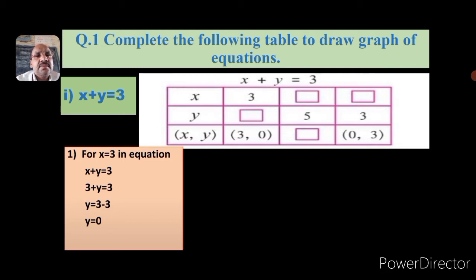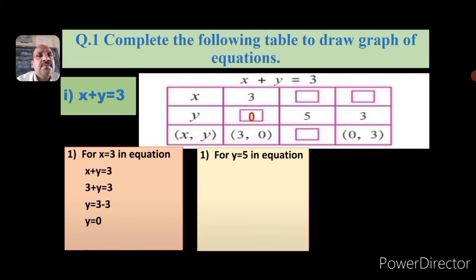Now put this value of y is equal to 0 in the box. Therefore the coordinates, that is the ordered pair, is (3, 0). Next, for y is equal to 5 in the equation x plus y is equal to 3, we put the value of y is equal to 5 in the given equation, then the equation becomes x plus 5 is equal to 3. Therefore x is equal to 3 minus 5, that means x is equal to minus 2.